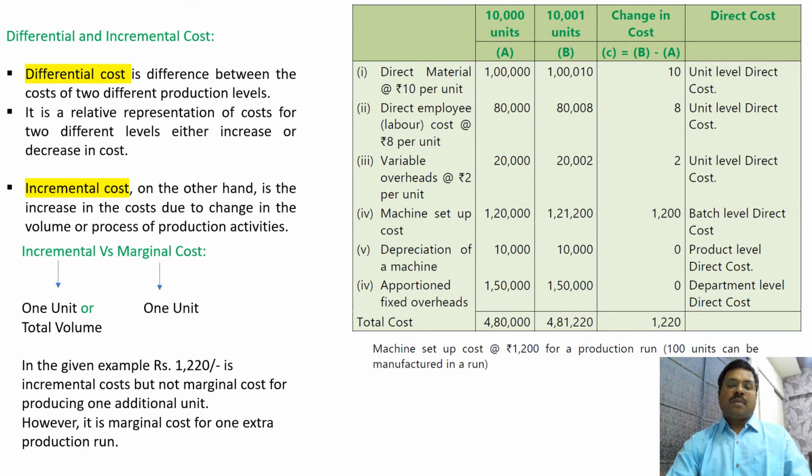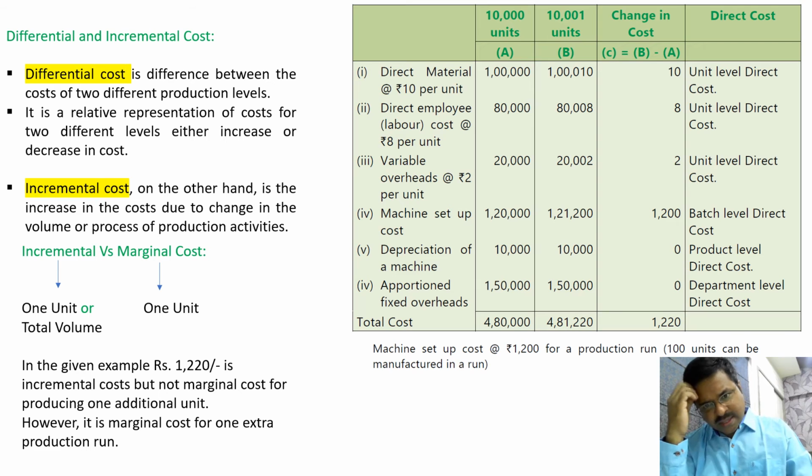Now in the given example, for 10,000 units it is 1,20,000 rupees, because 1200 into 100, because we have to take 100 runs. But when I am increasing one unit, the production run has to be considered completely, because you cannot reduce the machine setup cost. Whether you produce 1 or 100, it remains 1200 rupees. The cost is constant till there. So even though you are producing one additional unit, you have to spend 1200 rupees.